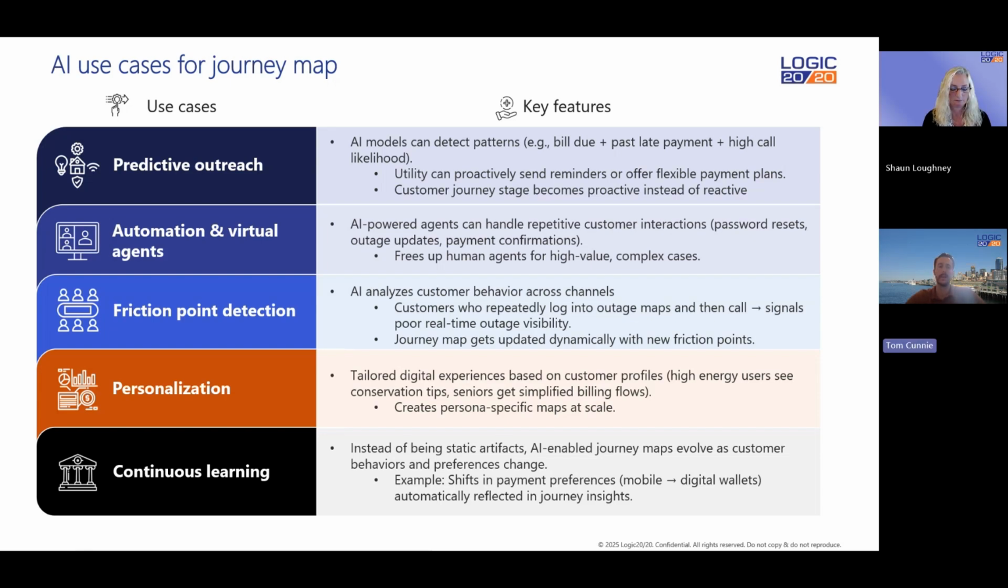So the real takeaway here is that AI doesn't just make journey maps better, it completely redefines them. They evolve from static artifacts into adaptive, self-learning tools that help utilities move from reactive service to proactive engagement. That's how we deliver experiences that are smarter, faster, and more personal. And that's how we build trust with customers at scale. So how do we accomplish this?